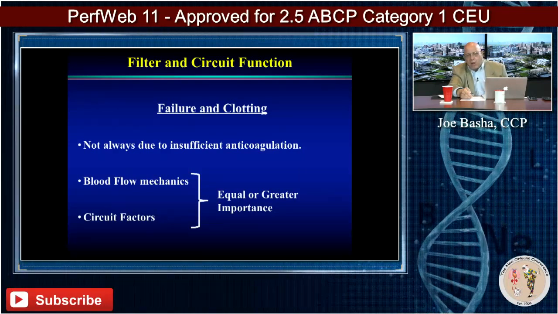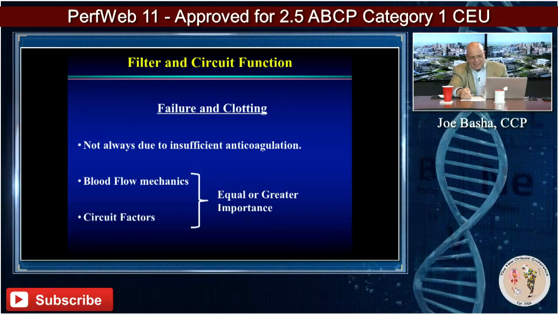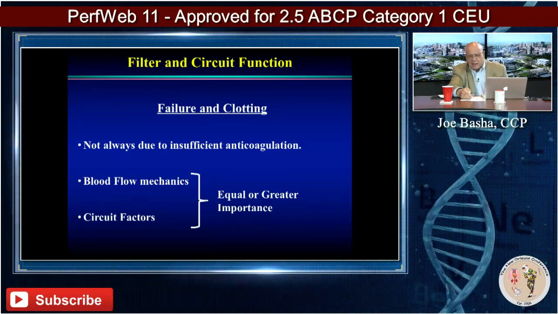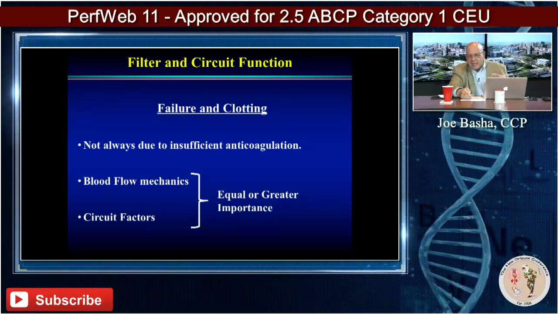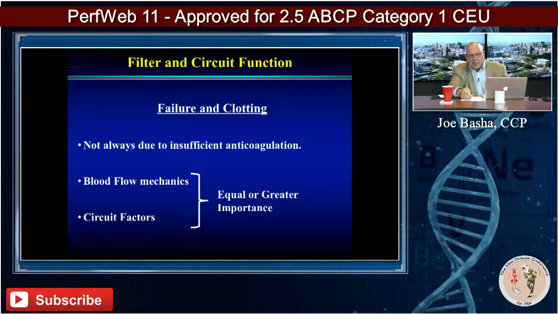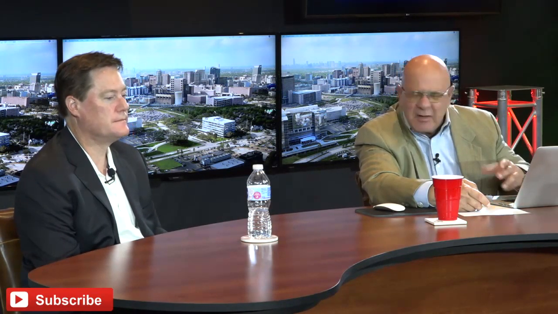Failure is almost always secondary to the filter clotting off, but it's not always due to insufficient anticoagulation. Blood flow and other circuit factors have equal or greater importance. And generally speaking, you have the catheter bent or kinked or stuck up against the wall. I'm going to talk about dialysis catheters, these temporary dialysis catheters. They're horribly, horribly fickle.